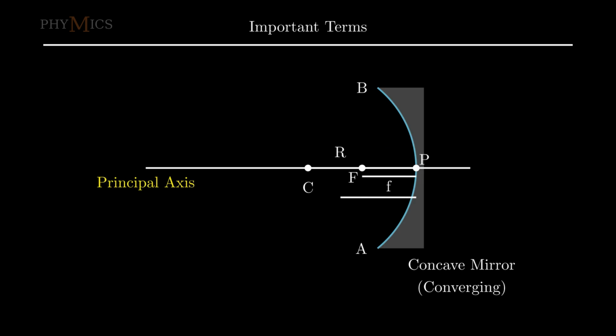Since the distance between pole and center of curvature is called radius of curvature, which is denoted by R, there is a relationship between radius of curvature and focal length, which is R is twice of f. We will derive this relation in some other video. For the time being, just keep this relation in mind.